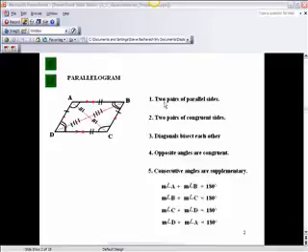We have two pairs of parallel sides, so parallel and parallel. Opposite sides are also congruent, so 2 slash 2 slash 1 slash 1 slash. The diagonals bisect each other. So this diagonal may be longer than this one, however, each diagonal is cut in half. So 3 slash 3 slash 4 slash 4 slash, opposite angles congruent, and the consecutive ones are supplementary. So two angles that are next to each other will be supplementary.